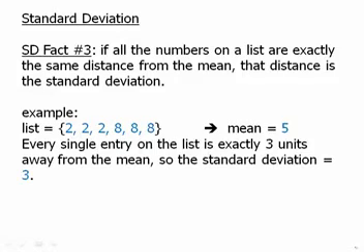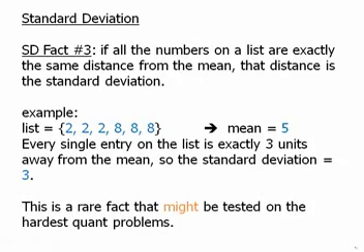But on the number line, if we measured the distance from every single number to the mean, every single number would have the same distance. That distance is 3, so the standard deviation of this set has to be 3, because every single entry is a distance of 3 away from the mean. This is a rare fact that might be tested on the hardest quant problems.